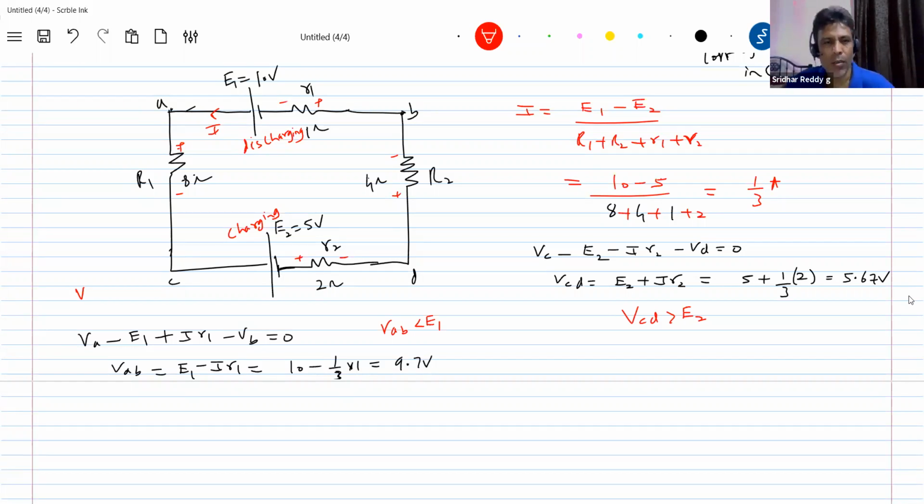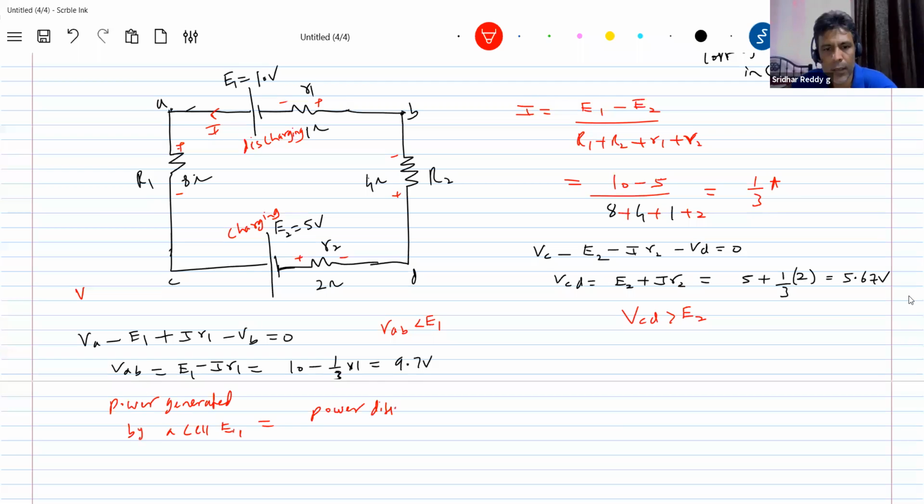Then what is the power generated by cell 1? E1 into I. What will happen to it? A part of it will be dissipated by the cell itself. And the remaining will be given to the circuit and this particular cell. So let's go for the power generated by a cell. I'll write it here: power generated by cell E1, what should it be equal to?